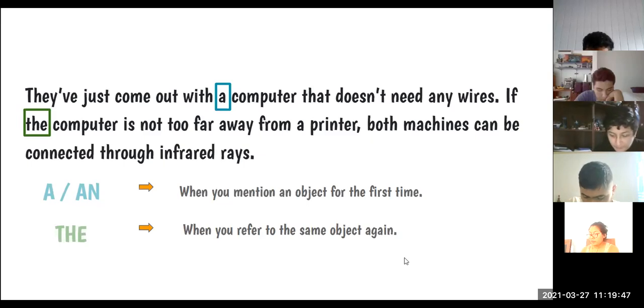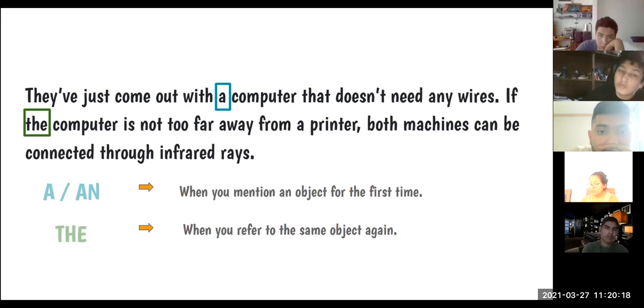Okay, does anyone have an example? Diana, please. She ordered an orange juice and a sandwich. The orange juice was very sweet. Very good. She ordered an orange juice and a sandwich. The orange juice was very sweet. Very good. Any other ideas?